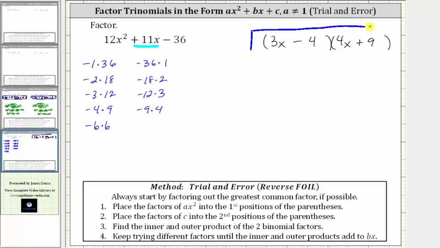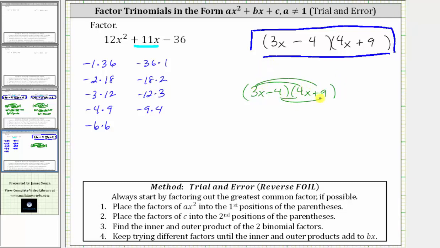So even though there were a lot of options using the trial and error method, by knowing that we could not have a common factor in a binomial factor, we were able to eliminate a lot of the options. Let's go ahead and check these factors by determining the product. We have the quantity 3x minus 4 times the quantity 4x plus 9. To multiply, we have 4 products, 1, 2, 3, and 4.